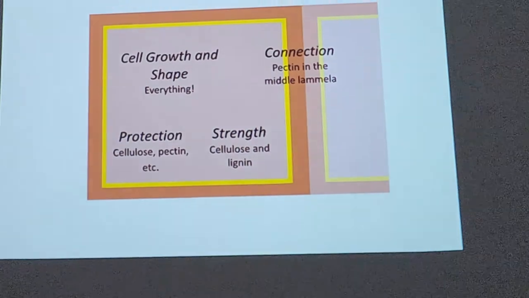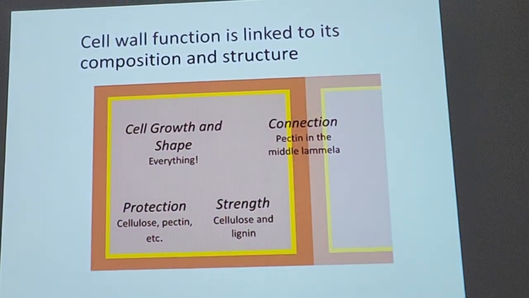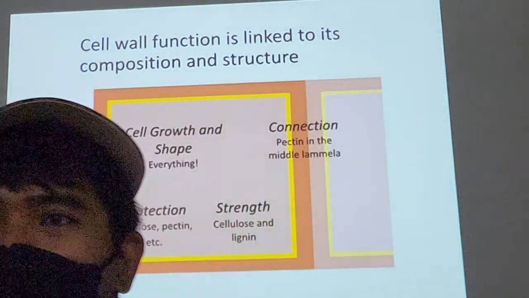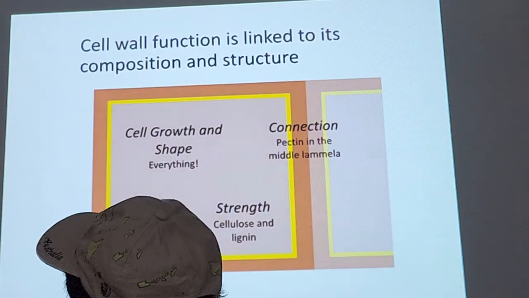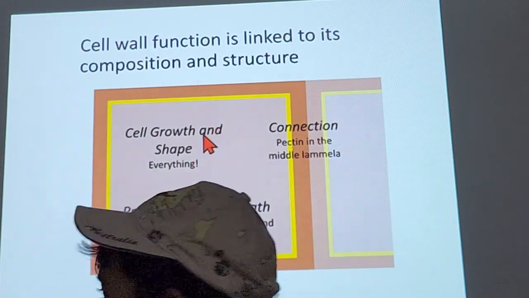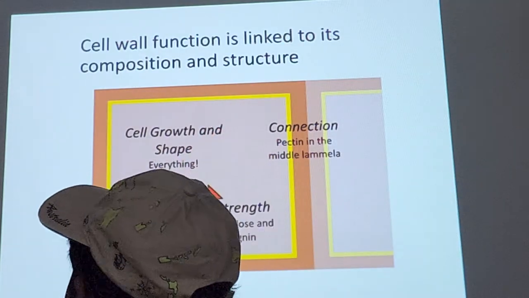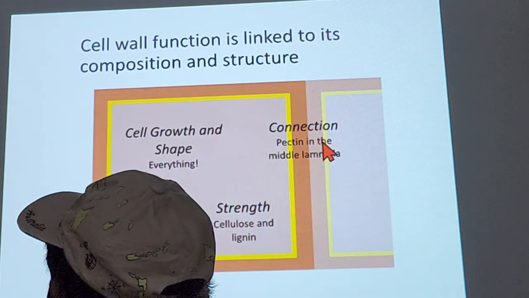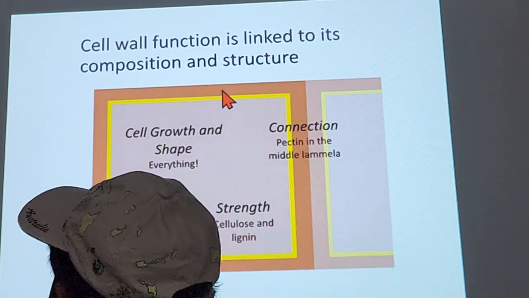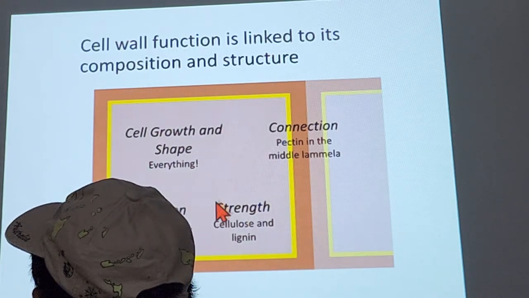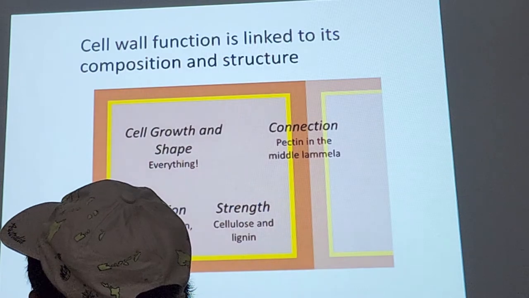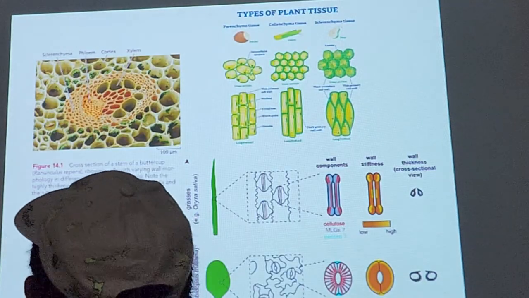All right, now I hope you can appreciate the cell wall. The important reasons for the cell wall are actually not only to provide the shape for the plant cell, but also for protection, strength, and connection. And this is pretty much governed by the composition of the cell wall, which we're going to look at today. Let's start with this one first.